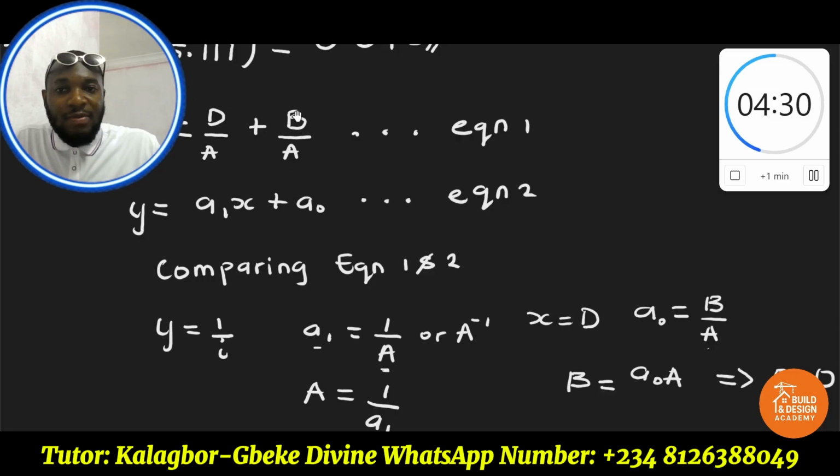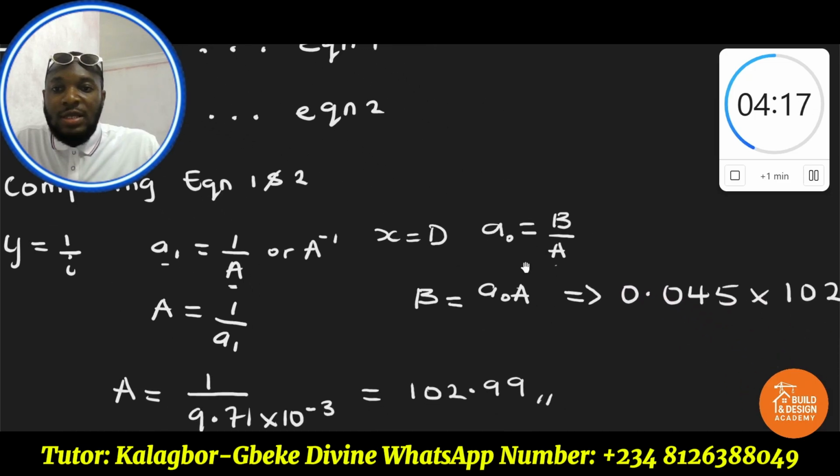Now this other part, B over A. If you look at this part, after the plus sign, we have only A naught. So A naught will now be equal to B over A, which is this here. So now we've gotten A naught as B over A, and we've gotten A as 1 over A.